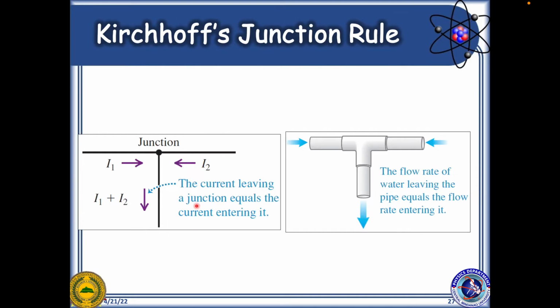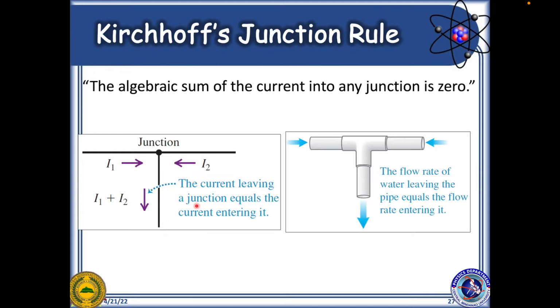So moving on to Kirchhoff's junction rule, it states that the algebraic sum of the current into any junction is 0. It means the current entering the junction is simply equal to the current out of the junction. So no current stays in the junction. It follows conservation of charge. A simple analogy for this is the flow rate of water in a pipe. The flow rate of water leaving is simply equal to the flow rate of water entering.